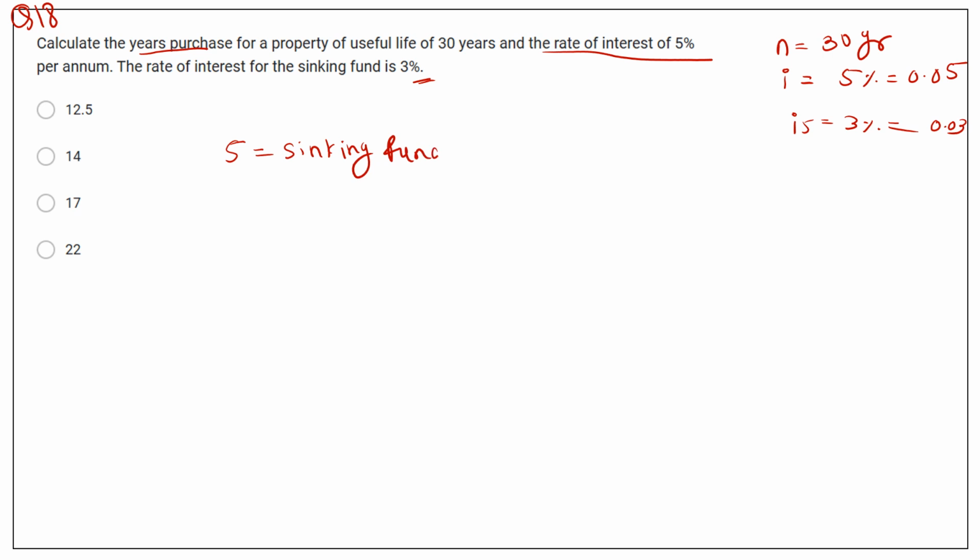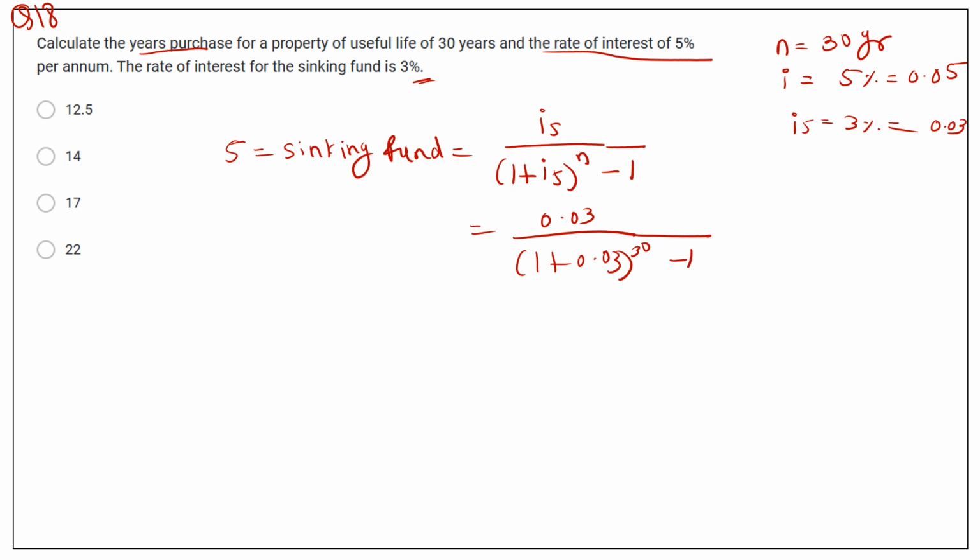Sinking fund is equal to IS divided by (1 plus IS) raised to n minus 1. So here IS is 0.03 divided by (1 plus 0.03) raised to 30 minus 1. So this sinking fund is equal to 0.021.